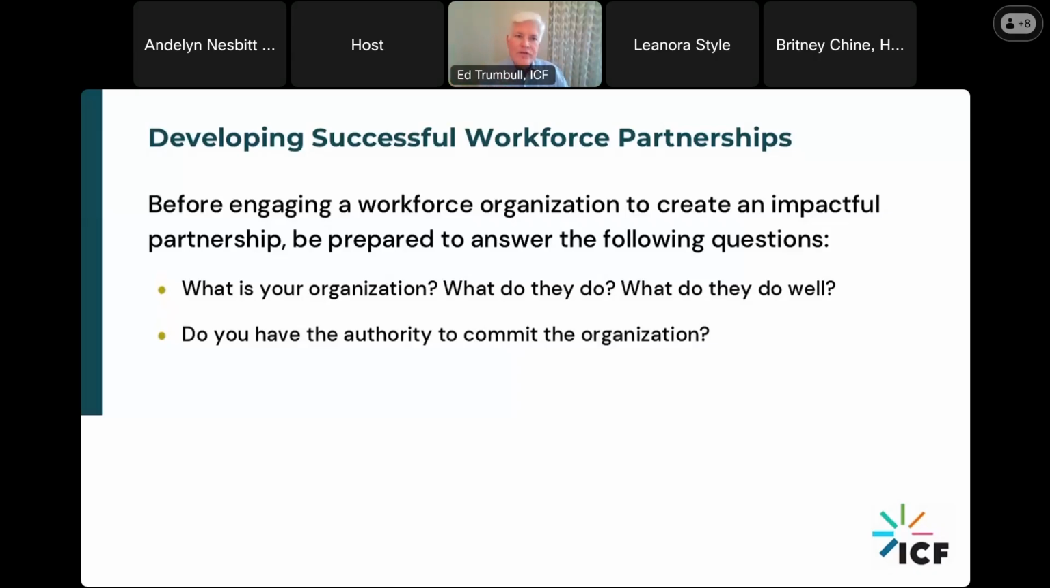And so what we learned was to engage organizations with the basic journalistic questions: what is your organization? What do you do? And what do you excel at? Where are your areas of excellence? And thinking about the individuals involved with those conversations, what's your authority? Do you have the authority to commit your organization to a partnership with the workforce development community, with the master developer, with perhaps a municipality?